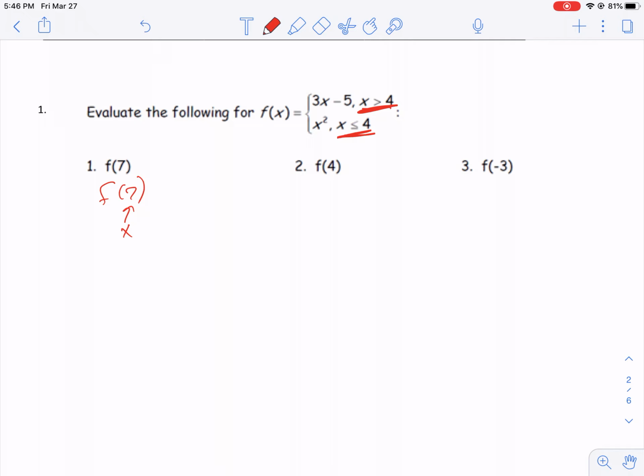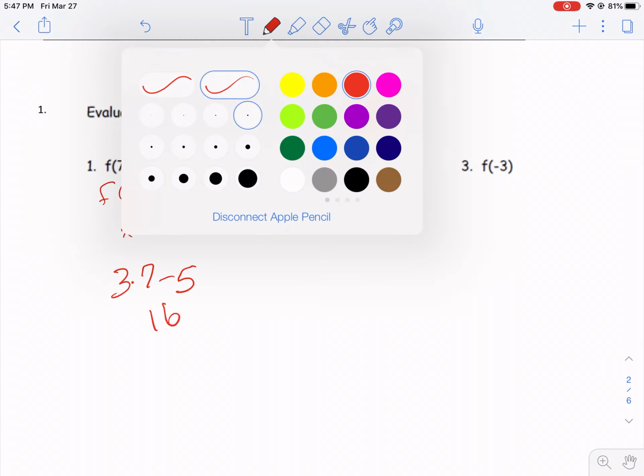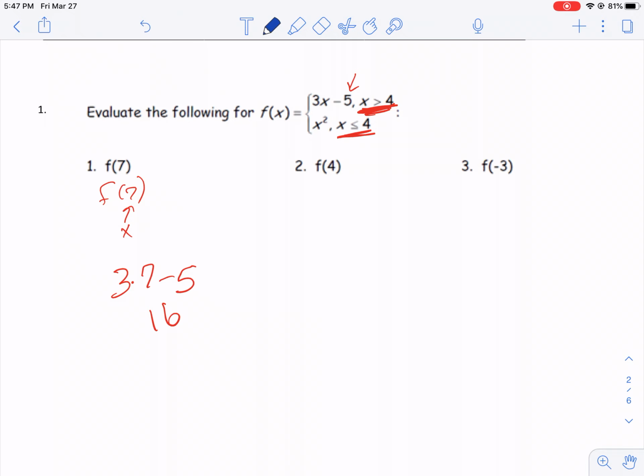You're only ever going to fill it into one of the pieces. You never fill it into more than one piece. So what you need to do first is to figure out what piece it belongs in. And that's where you look at the conditions on the right. So the top condition says that the x value has to be greater than 4. Well, our x value is 7, and since 7 is greater than 4, that tells me to plug the 7 into this piece. So I get 3 times 7 minus 5, and now I just do what it says. That gives me 16.